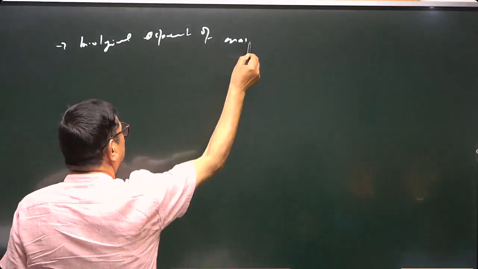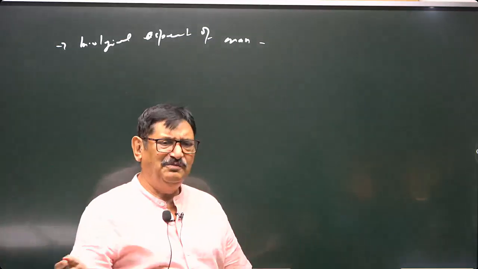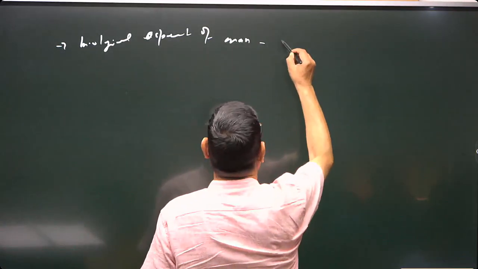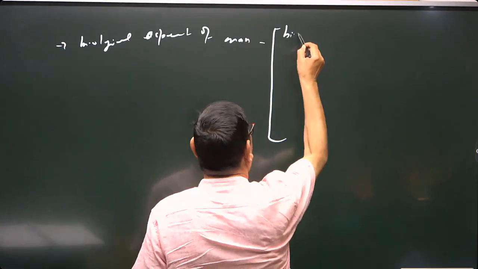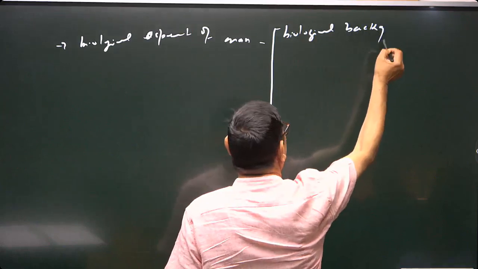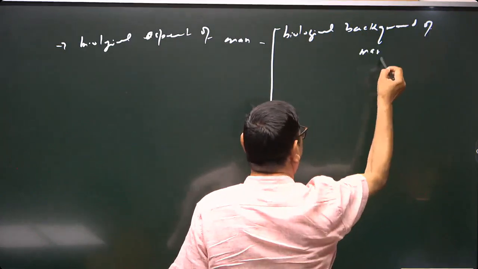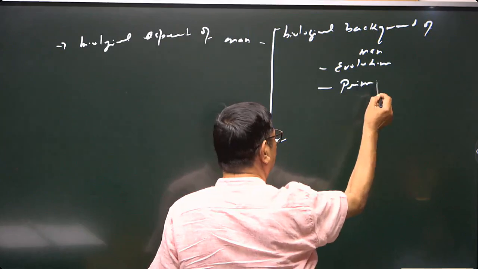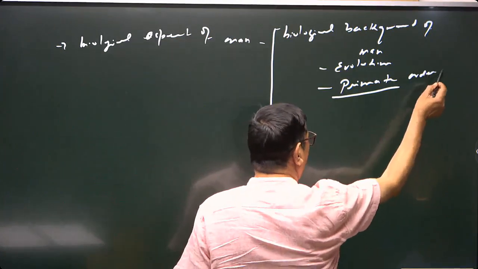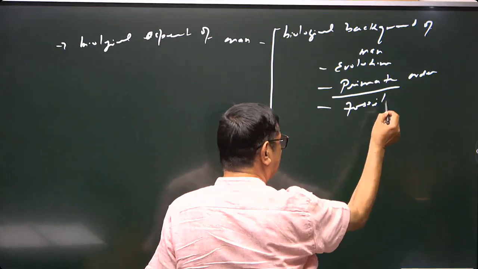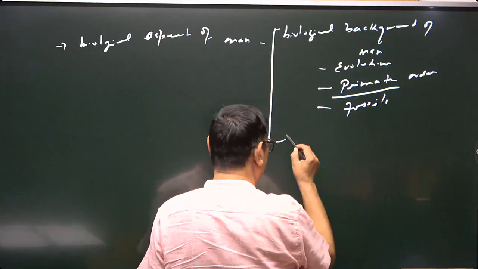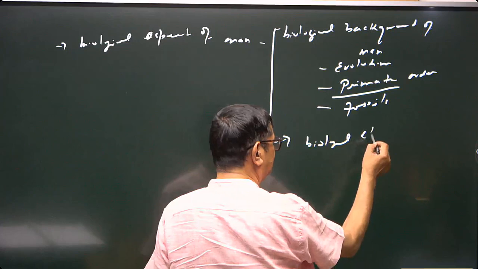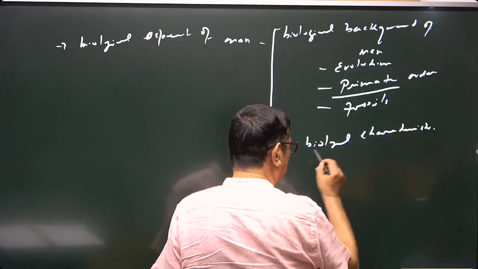To study the biological aspect of man, we study two things. Origin of man, how man came into existence. So we study the biological background of man. We study evolution, primate order, whether man is closest to ape or monkey, and fossil man. These topics tell us the biological background of man. And we study biological characteristics of man.